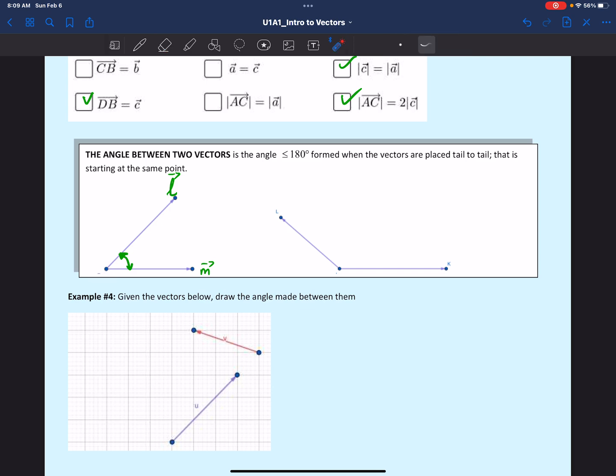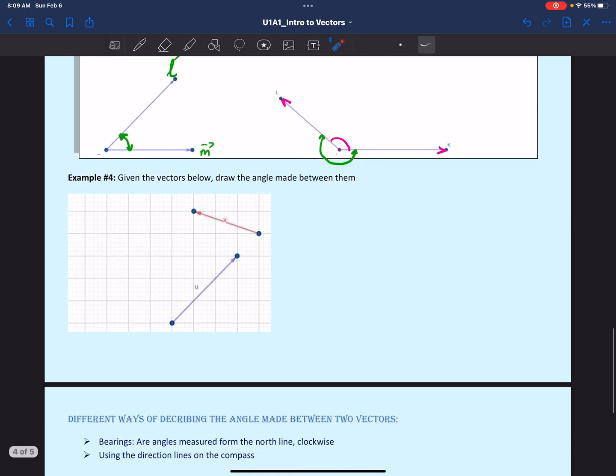Now, here we have an example where the angle between the vectors is obtuse. Again, you place the vectors tail to tail, and the vectors will make two angles with each other, and we refer to the angle made between two vectors as the smaller one.